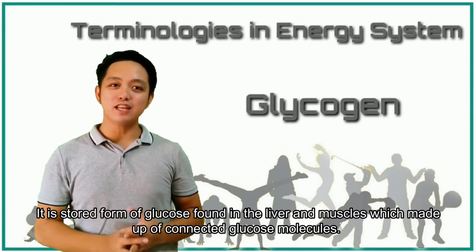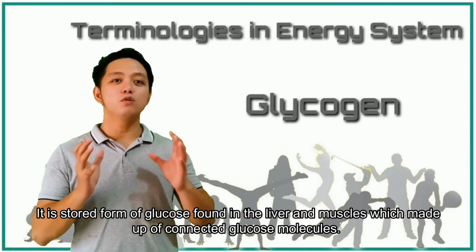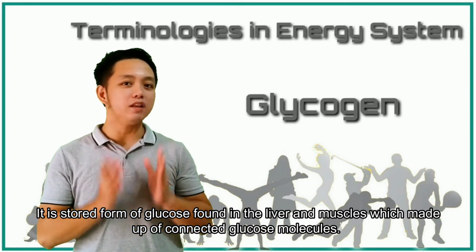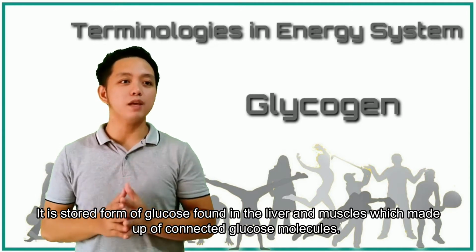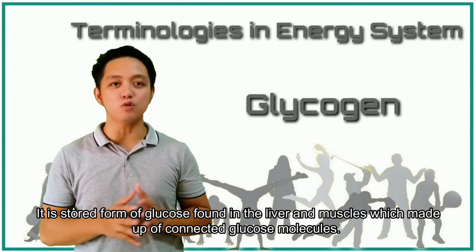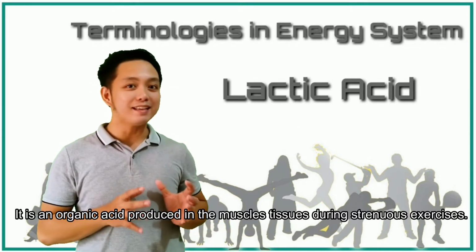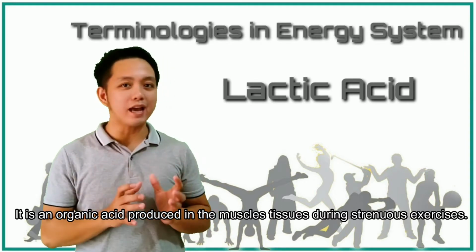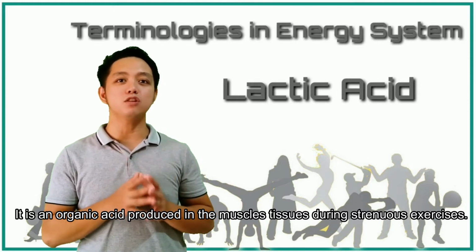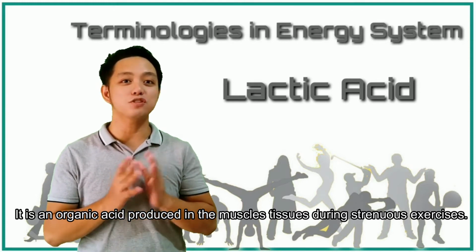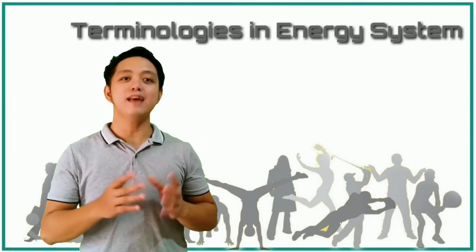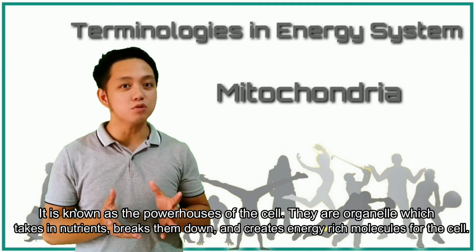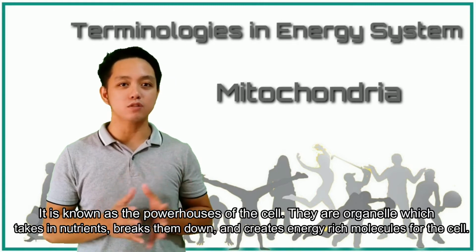Glycogen. Glycogen is a stored form of glucose that is found in the liver and muscles, which is made up of connected glucose molecules. Lactic acid. Lactic acid is an organic acid produced by muscle tissues during strenuous exercises. And lastly, mitochondria. It is also known as the powerhouse of the cell.